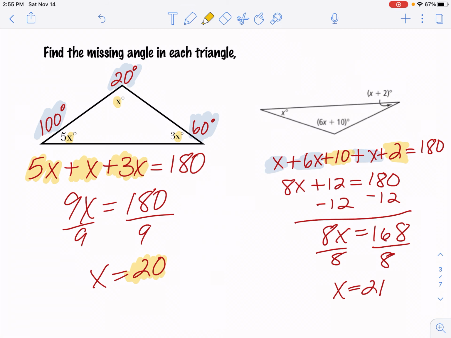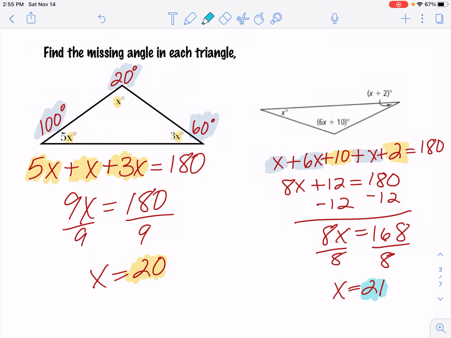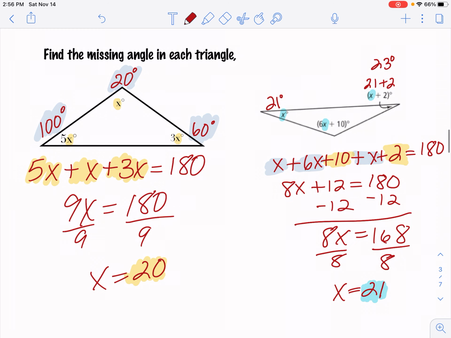Once again, I need to take this value and plug it back into each of these expressions to discover the missing angles. The top left angle is just equal to the value of x, so it is simply 21 degrees. The top right angle is equal to the value of x plus 2, or 23 degrees. And the bottom angle is equal to 6 times the value of x plus 10. 6 times the value of x is 126, plus 10 would give me 136 degrees.